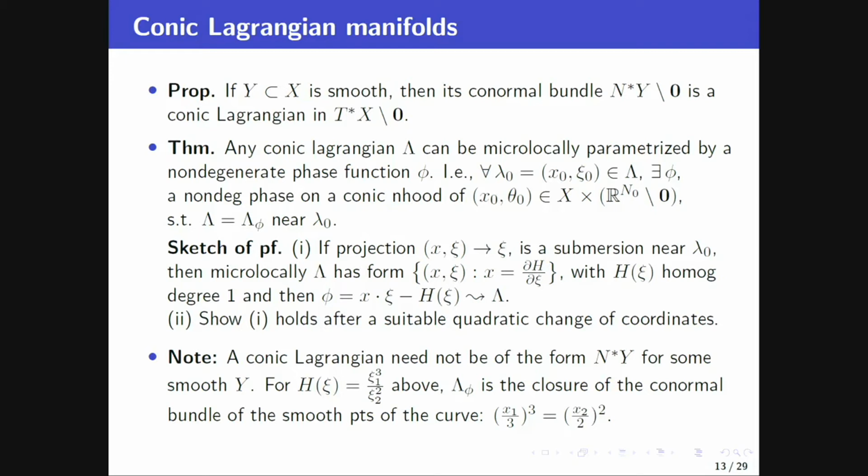It's exactly lambda. Now let's consider, in this setting, a special function h, homogeneous of degree 1, xi1 cubed over xi2 squared. Okay? Now, if we write the same phase function here, we look at the derivatives, and now we're going to show that lambda phi is actually a closure of the conormal bundle of the cubic, without the 0 point, the smooth points part of the cubic. So it's a closure of the conormal bundle. It's not a conormal bundle. It's a Lagrangian, but not a conormal bundle. Yeah? So this is one example. We'll see others, but this is one example that there are Lagrangians which are not conormal bundles.